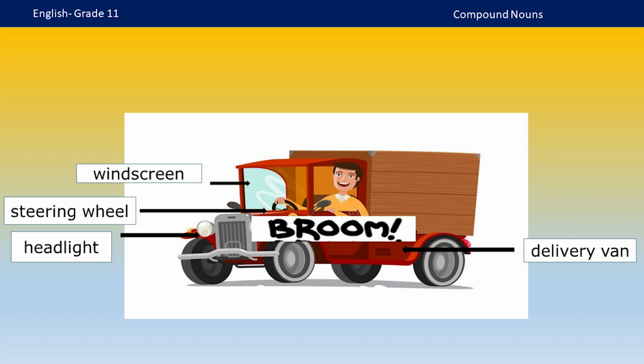Okay children, I think you got these words correct. Shall we just look at them again? The windscreen, steering wheel, headlight, and the delivery van. So two words put together as a compound noun. Okay children, let's move to the next activity.